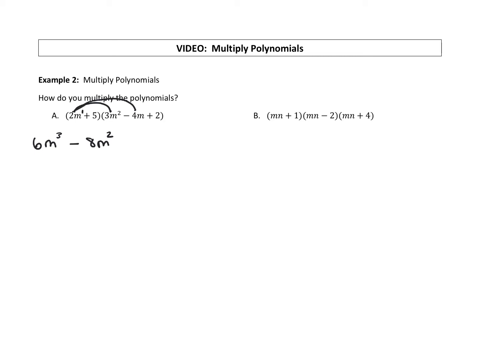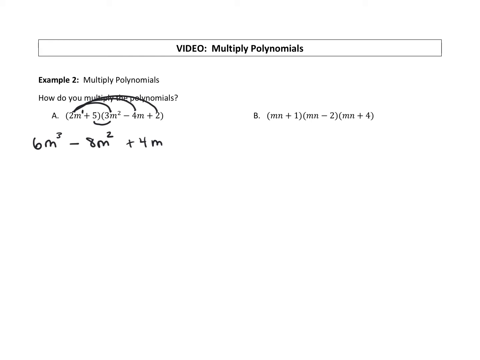Now we are going to multiply to the last term. 2 times a positive 2 is a positive 4. And the m doesn't have any m's to multiply with, so it just kind of tags along. It's going to be a 4m. So we have taken that 2m and we distributed it to the second polynomial. We're going to do the exact same thing with the positive 5. So positive 5 times a positive 3m squared.